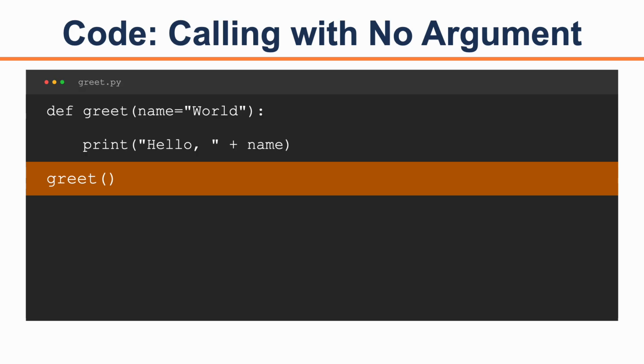Calling greet with no argument triggers the default. Python sees that name was not given a value by the caller, so it assigns world automatically. The function body then runs as normal using that default.